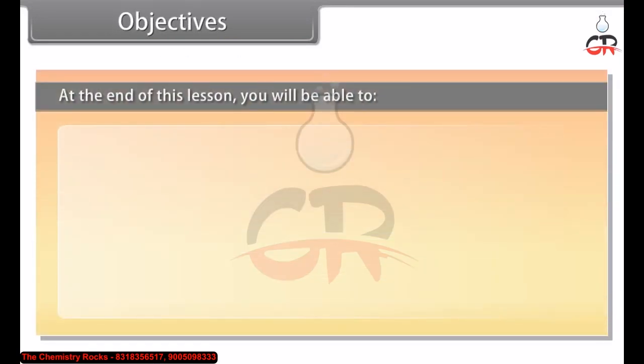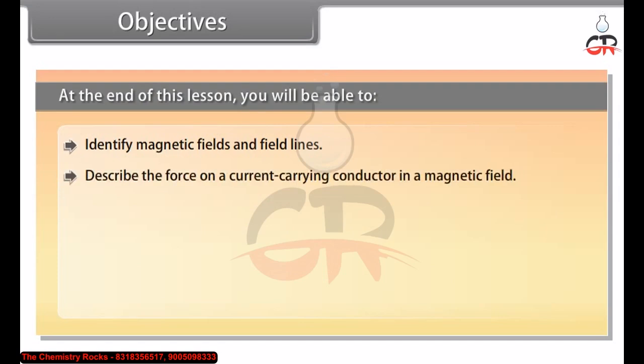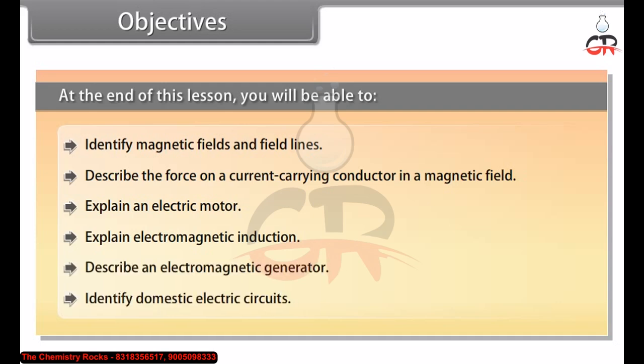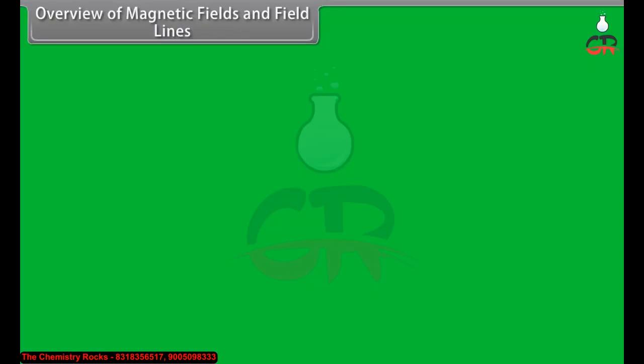At the end of this lesson, you'll be able to identify magnetic fields and field lines, describe the force on a current-carrying conductor in a magnetic field, explain an electric motor, explain electromagnetic induction, describe an electromagnetic generator, identify domestic electric circuits. Overview of magnetic fields and field lines.